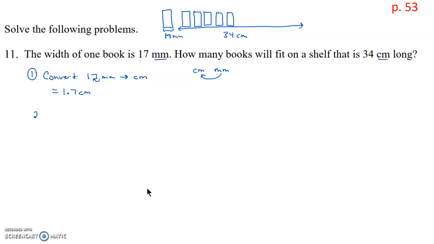So our second step is to divide up that 34 centimeters to see how many books can fit there. So we're going to take the 34 centimeters divided by the width of one book, and that will tell us how many books we have. So 34 divided by 1.7 is equal to 20 books. So we can fit 20 books on that shelf.